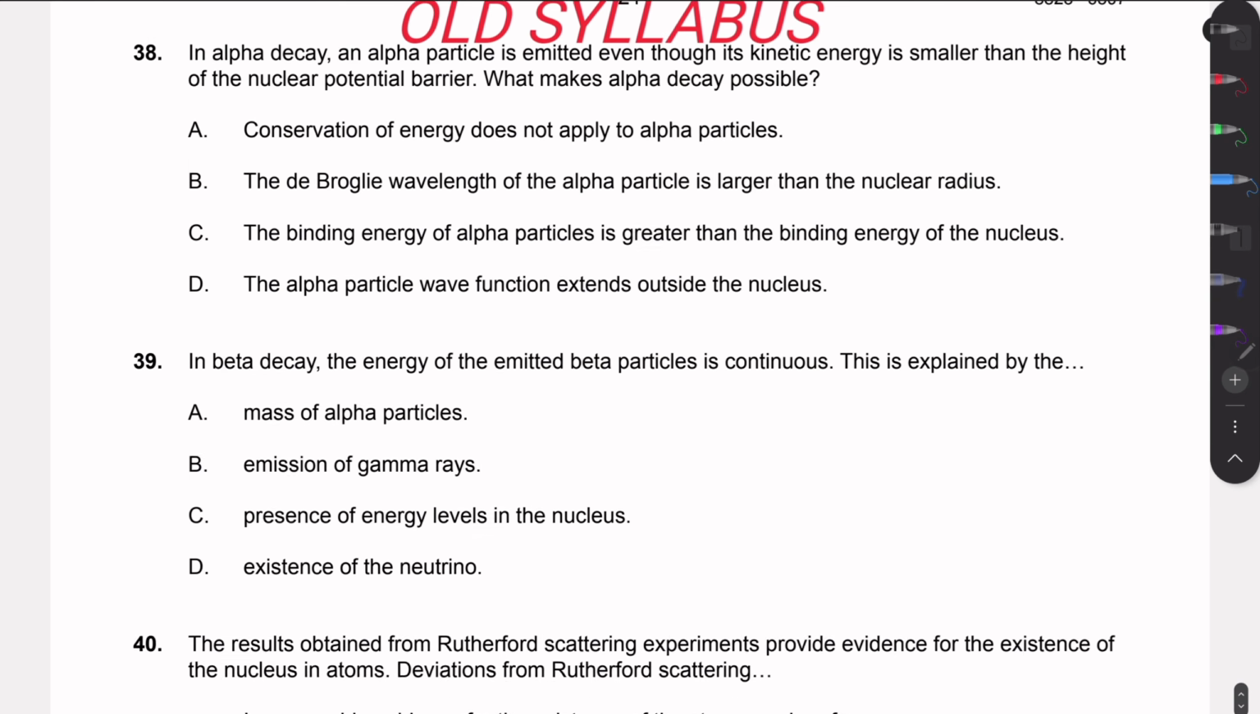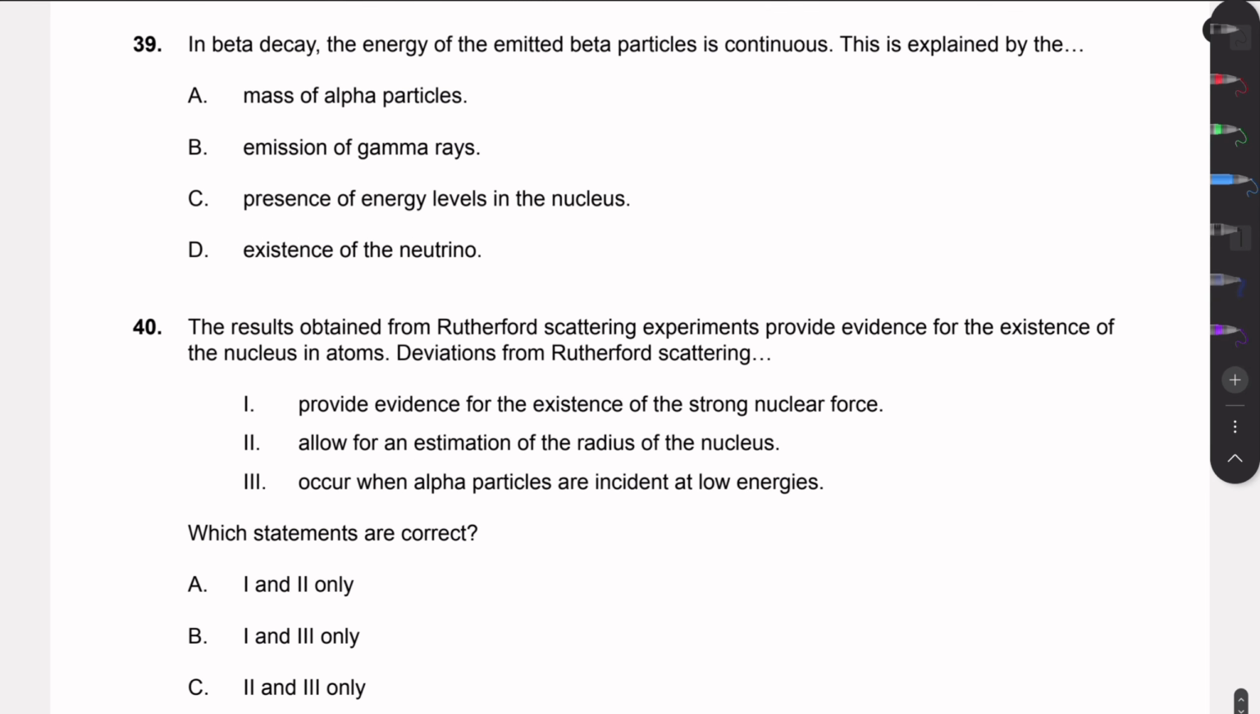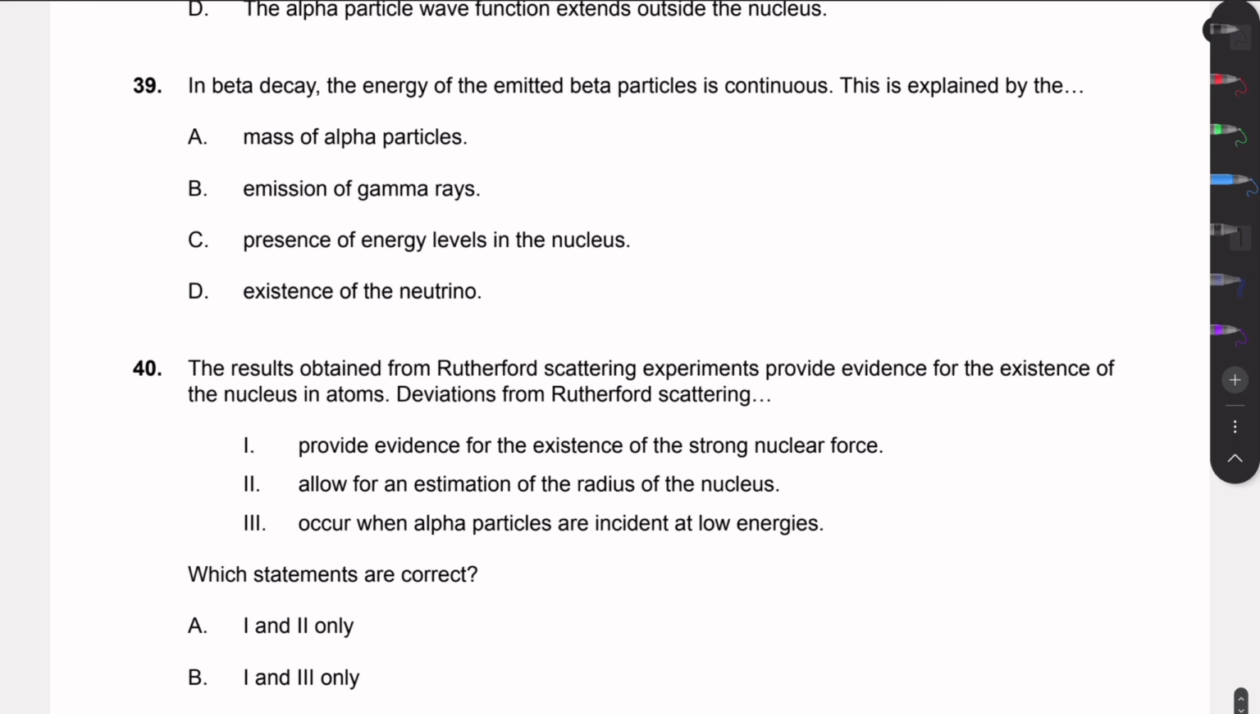Then question 38 is also from the old syllabus. So 2 questions to go. In 39, we're told that in beta decay, the energy of the emitted beta particles is continuous. This is explained by the existence of the neutrino. Again, the explanation of this is quite lengthy and also not necessary to know. I just recommend you to remember this, that since beta decay has a continuous spectrum, it shows that there's a neutrino.